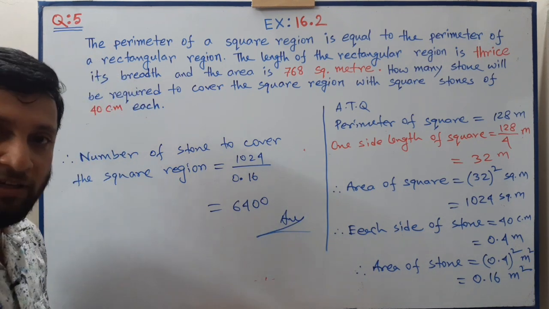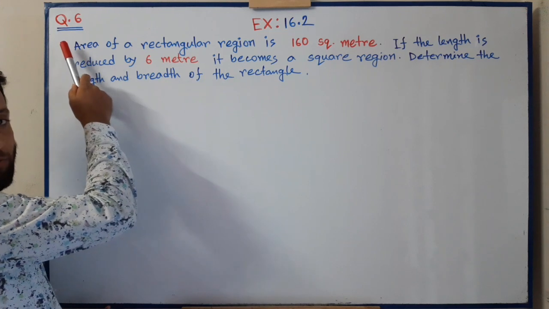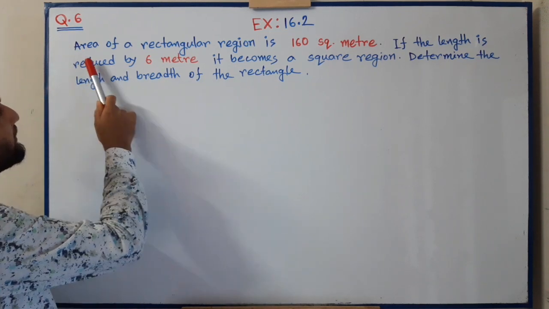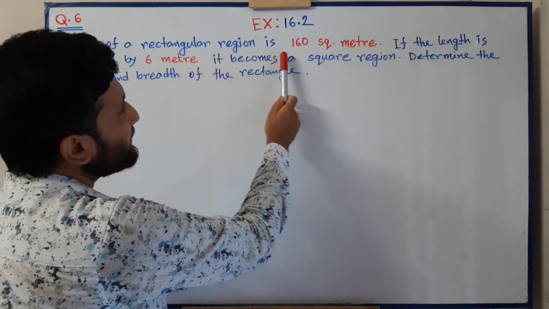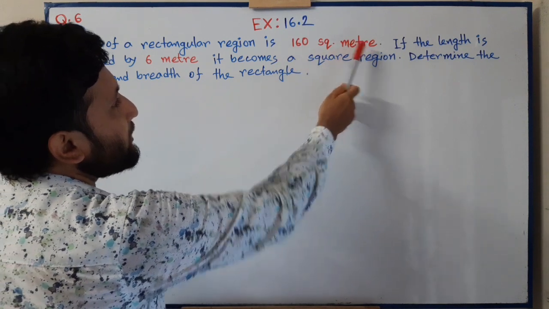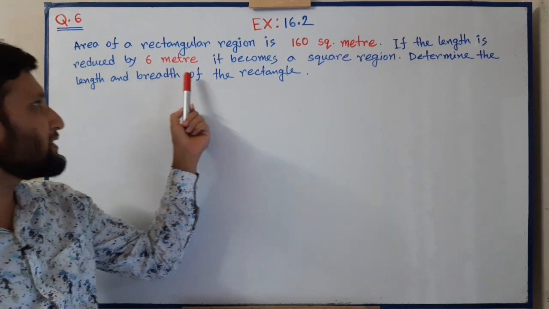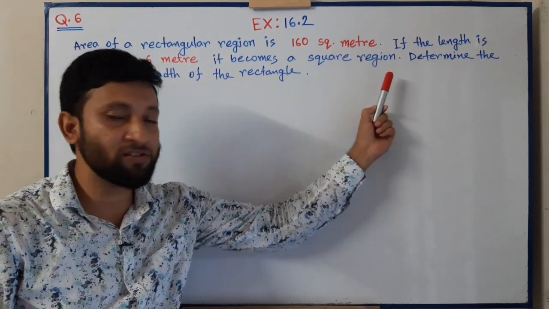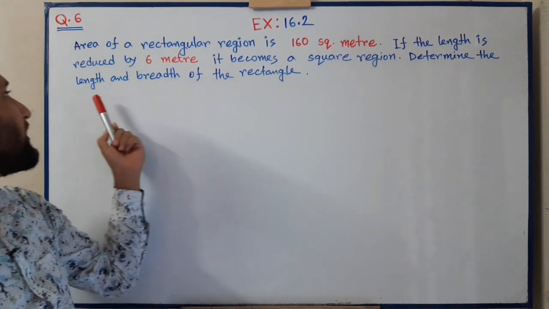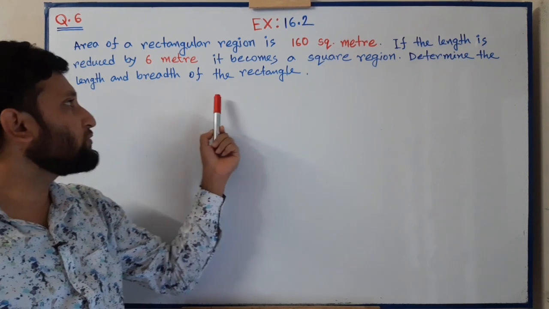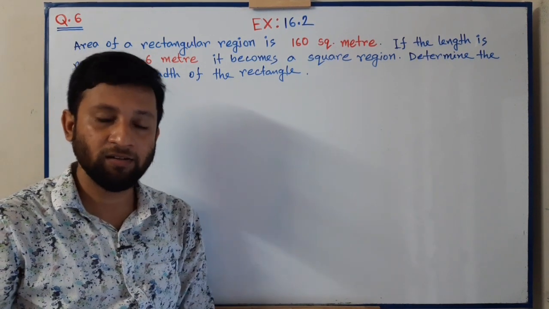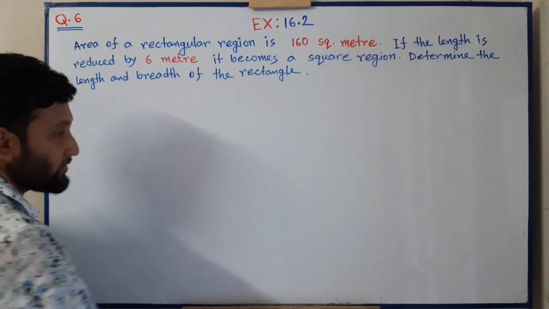I hope everybody clear. This is question 6. The question is, area of a rectangular region is 160 square meter. If the length is reduced by 6 meter, it becomes a square region. Determine the length and breadth of the rectangle. Now follow the solution process.